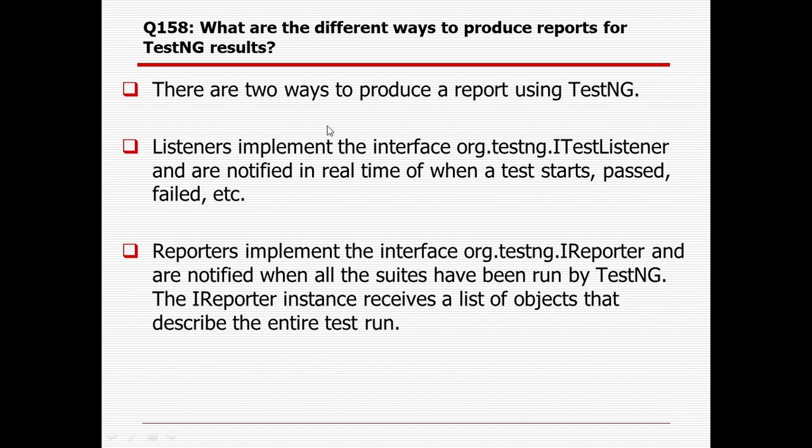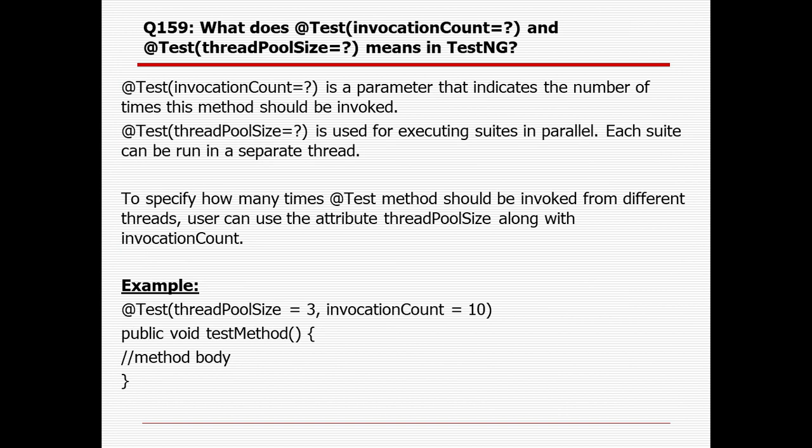There are two ways to produce a report using TestNG. One is to listen and implement the interface org.testng.ITestListener and be notified in real time when a test starts, passes, fails, etc. Another is that reporters implement the interface org.testng.IReporter and are notified when all the suites have been run by TestNG. The IReporter instance receives a list of objects that describe the entire test run. So that's how you can produce the reports for TestNG results.